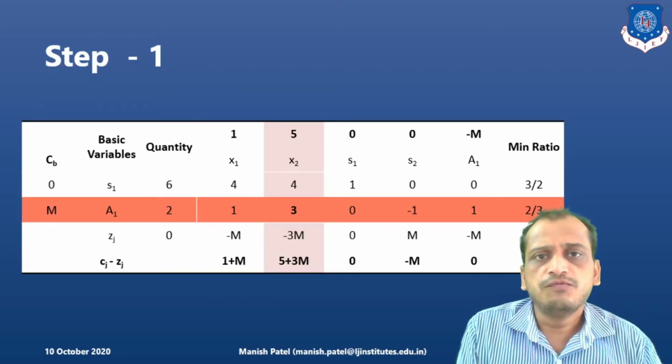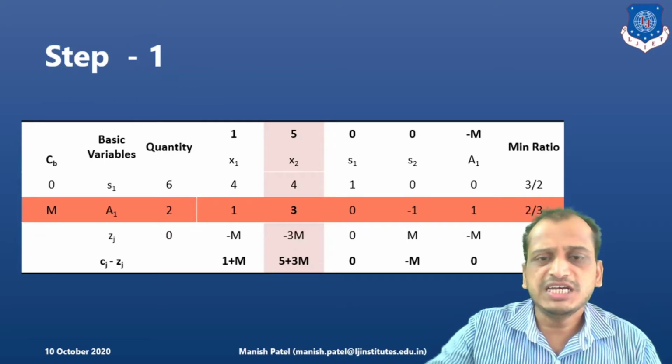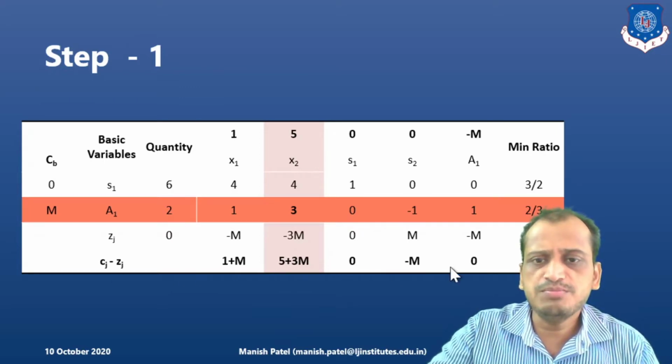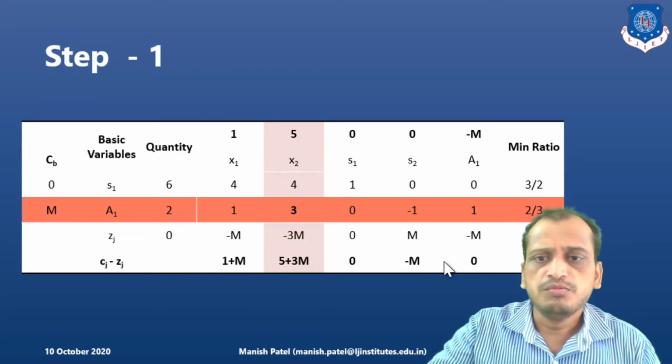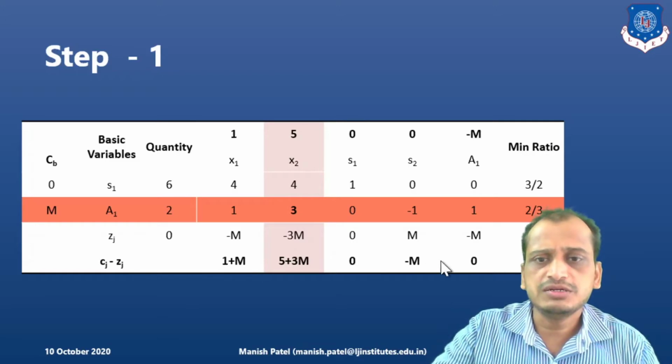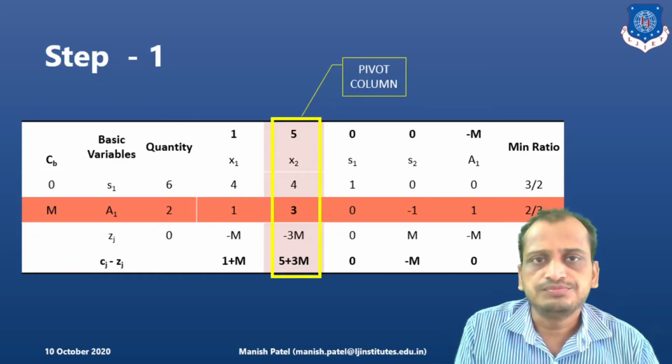First of all, what we will do, we will check the Cj minus Zj. Which one is the maximum one here? Because it's a problem of maximization, we will see the maximum positive number. So 5 plus 3m is the maximum positive number here. So that is our pivot column, right?